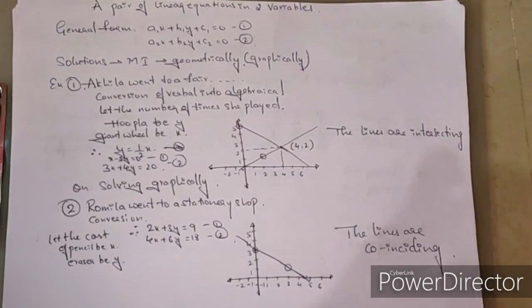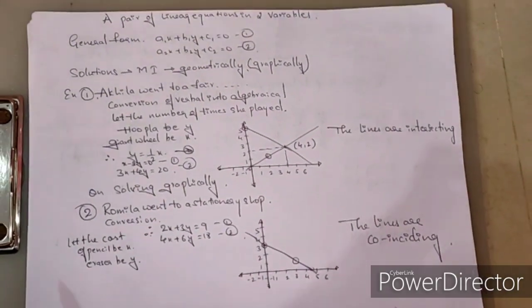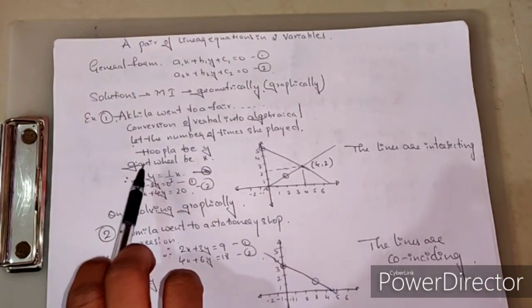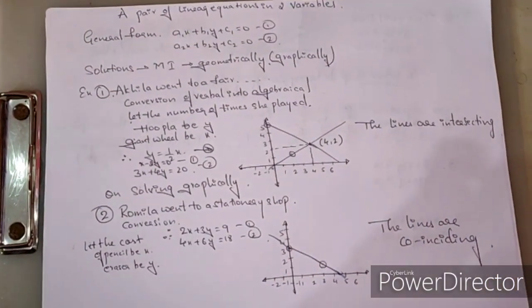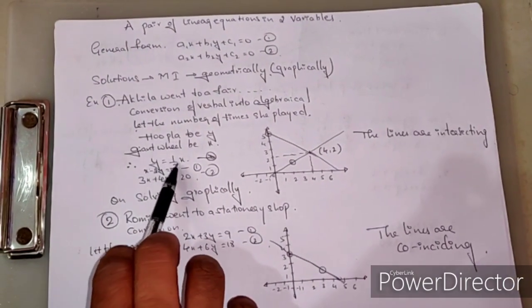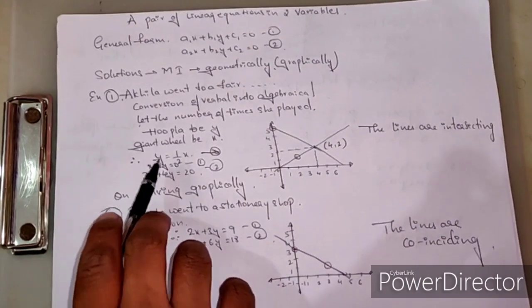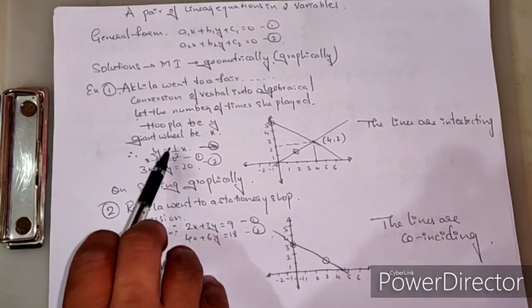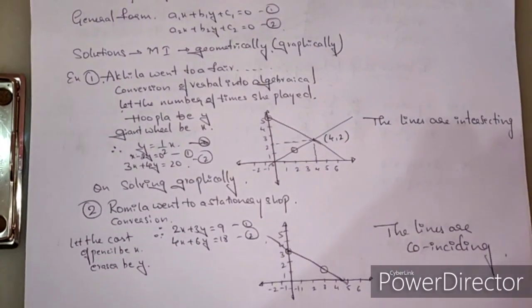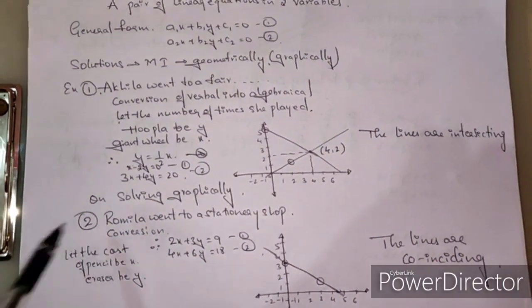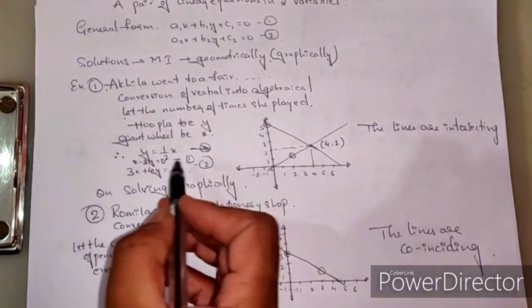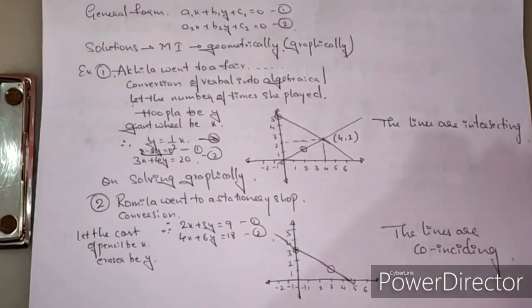So as we start converting, let the number of times she played hoopla be y, and the giant wheel be x. As you can see, the number of times she played hoopla is half the number of times she rode the giant wheel. Therefore, we get the equation y is equal to half of x. When we take the RHS to the LHS, we get the equation x minus 2y is equal to 0. Let us consider this to be equation 1.